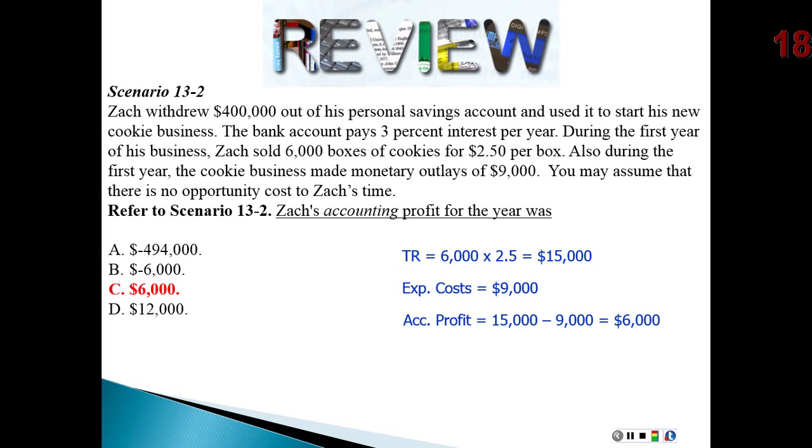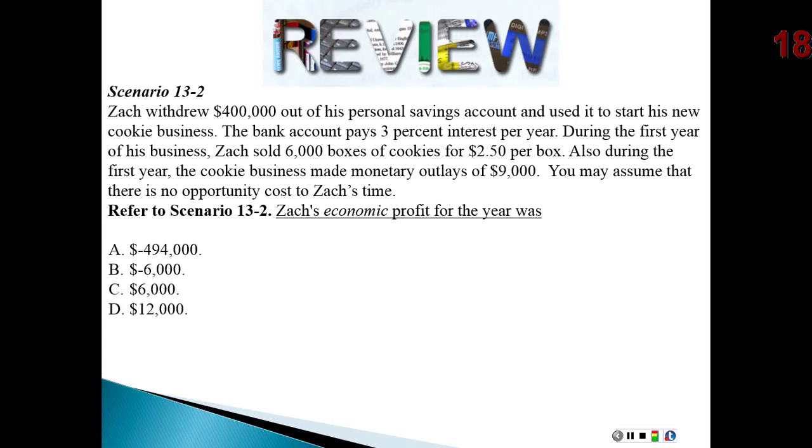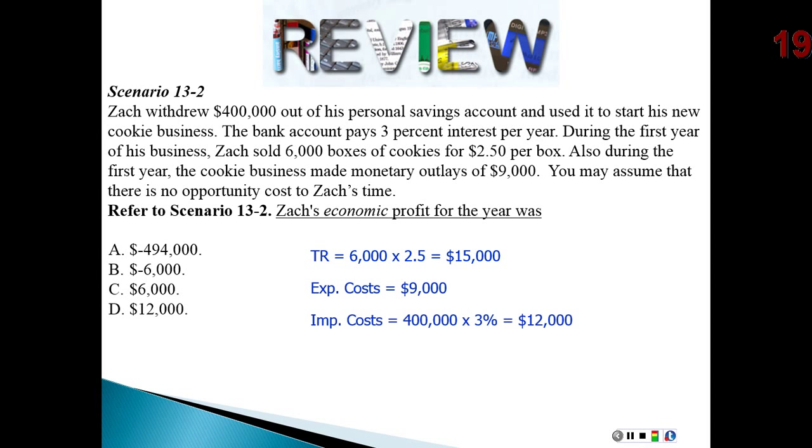But now let's use the same scenario and find Zach's economic profit. What would it be? Again, total revenue would be the same, 6,000 times 2.50, 15,000. Explicit costs would be the same, 9,000. Would there be any implicit costs? There is no opportunity cost for his time, the problem says. So there's no opportunity cost for his time, but what is there an opportunity cost for? How about that savings money that he could have earned 3% interest on during the year? Sounds like foregone interest to me. And so that's an implicit cost that we need to calculate. So his explicit costs are 9,000. His implicit costs are going to be 12,000, the 3% times 400,000.